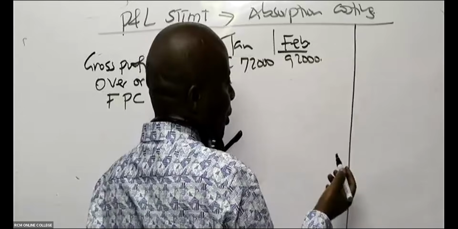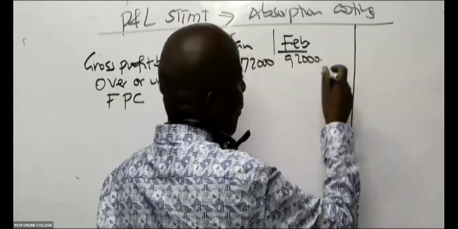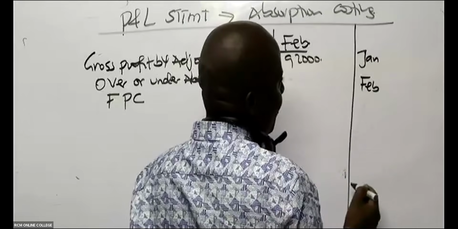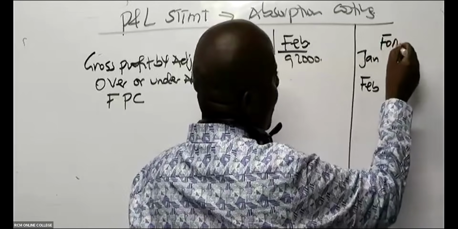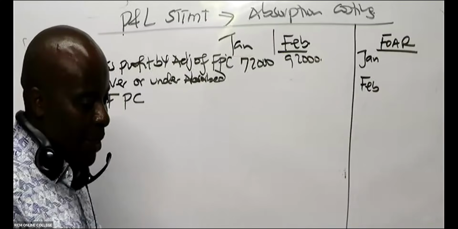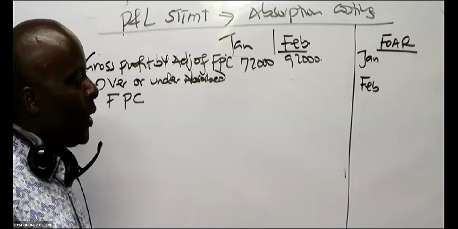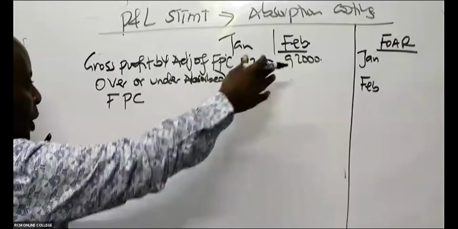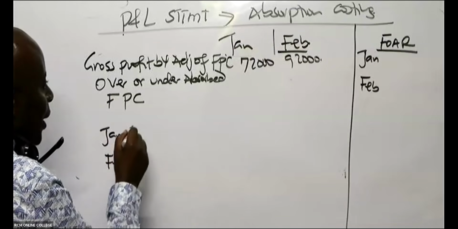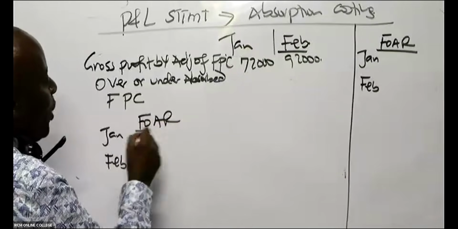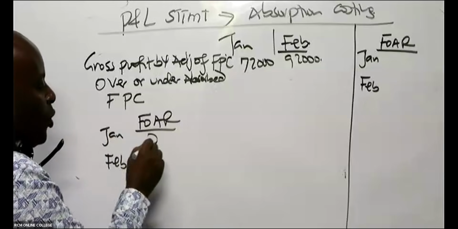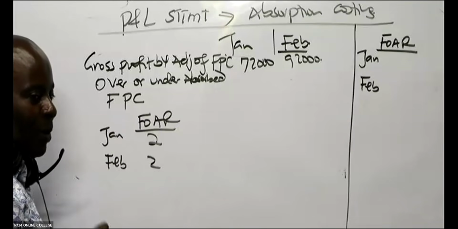Remember, we have our 2 months, January and February. We have our fixed overhead absorption rate. You had given me a fixed overhead absorption rate, the one you got by taking 20,000 over 10,000. You got 2. Do you remember that?